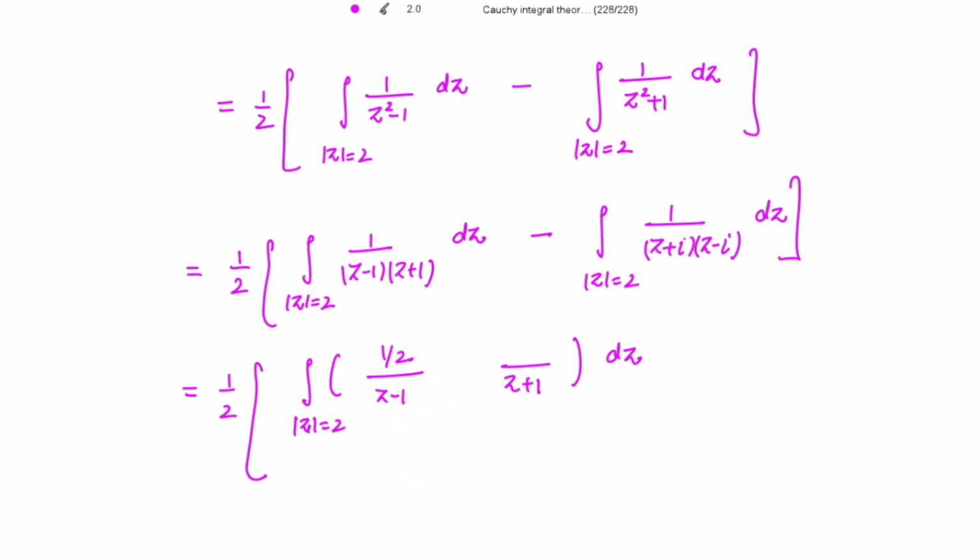Similarly for the other one, taking this denominator equal to 0, I get z equal to negative 1. Hide z plus 1 first and then putting this value over here. So I get minus 1 divided by 2. So I can take this negative sign over here. Similarly, we have to take the partial fractions for the second integral.